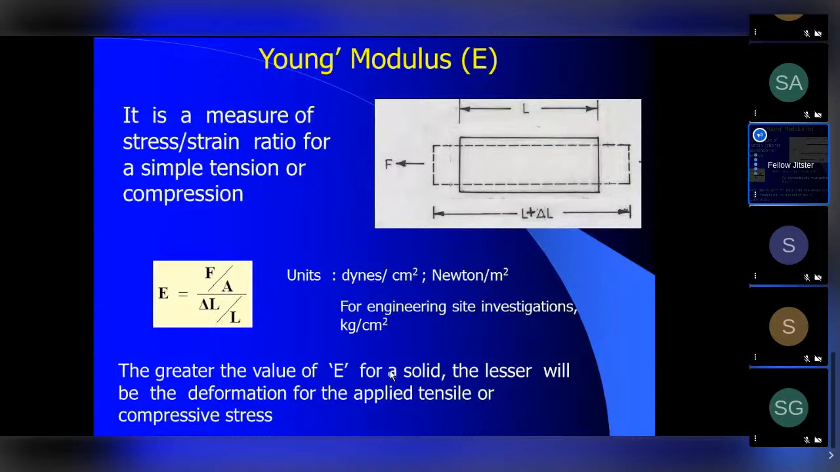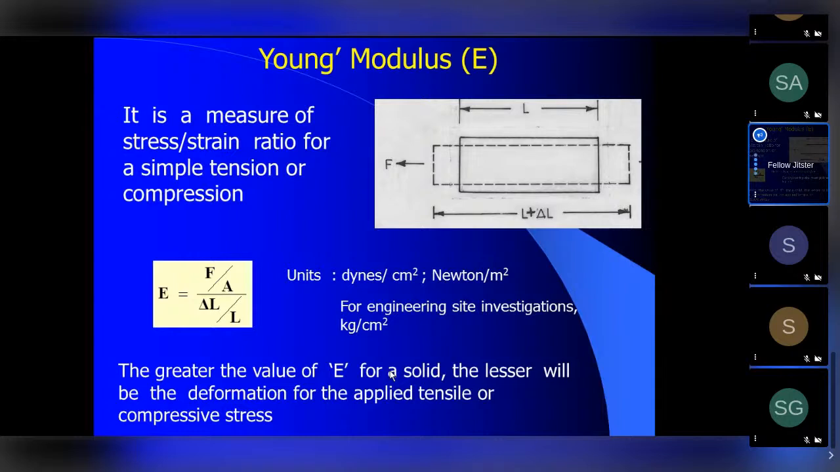It is a measure of the stress-strain ratio for a simple tension or compression. So you can see if you pull, it was length L. Let's say it's a rubber band. It's a length L, and if you pull it, it becomes L plus delta L, right? It stretches. So what is the stretch part? It is delta L. What is the force? The stress. Stress is nothing but pressure. Remember, pressure is defined as force per unit area. You know that, right? So stress is force per unit area, F divided by A.